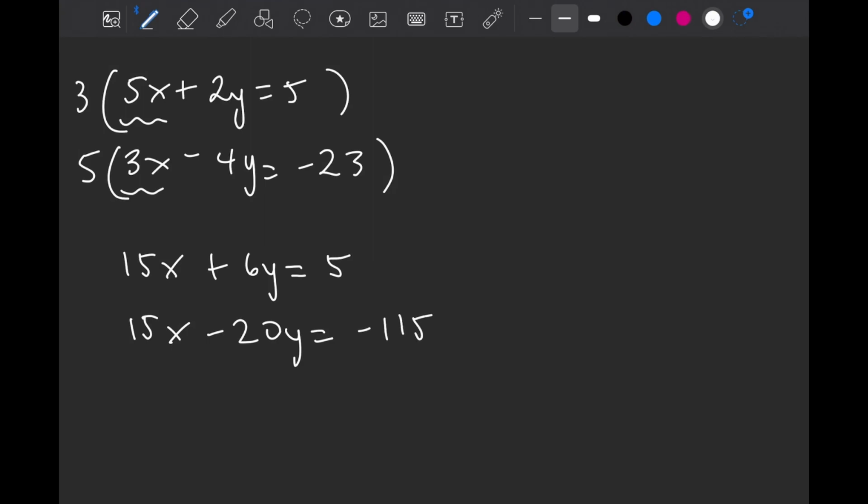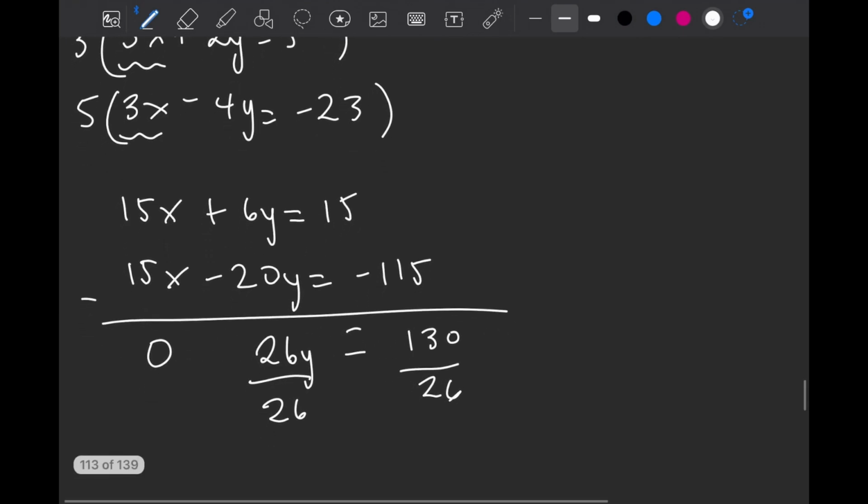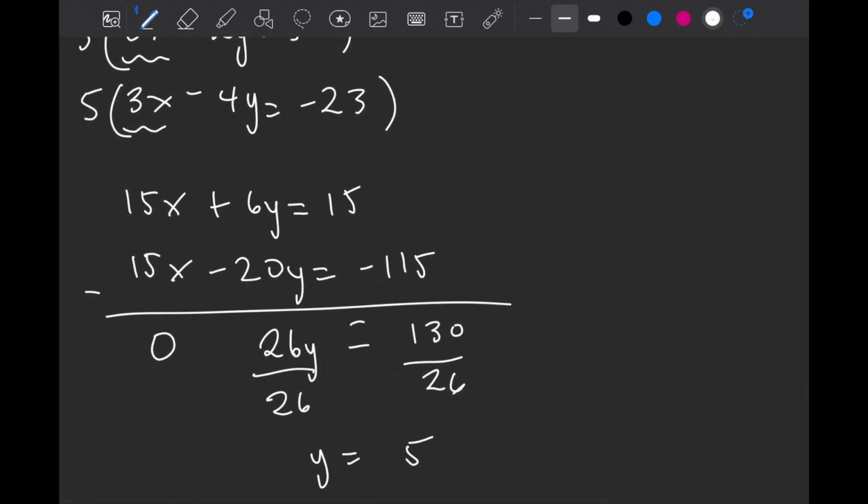Now I have 15x and 15x, so I can just do some subtraction, and that will make this 0. Then it'll be 6 minus negative 20, so that's going to be 26y, because the double negative became positive, equals, and this should have been 3 times 5, so 15. Make sure to FOIL it correctly. And then 15 minus negative 115 would be 130. So then divide by 26, and we'll get y is equal to 5.